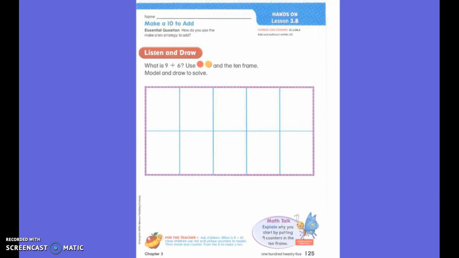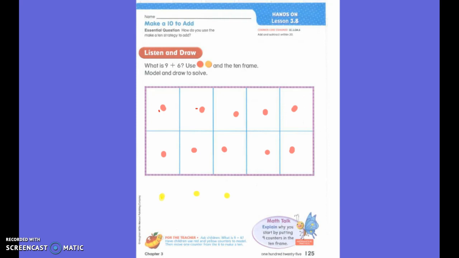So if I see that I have all of these filled in, then if I add more, my goodness, if I add more, then I know I already have 10 and I can keep counting. 11, 12, 13. So I know I have 13.